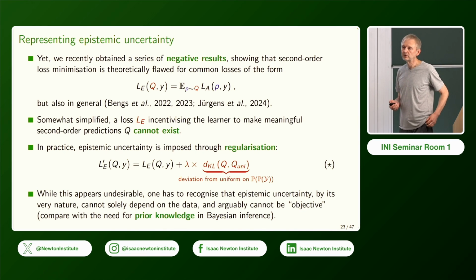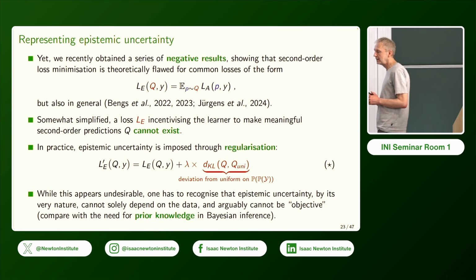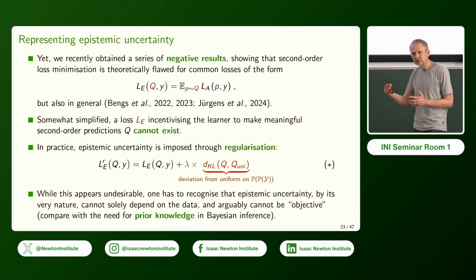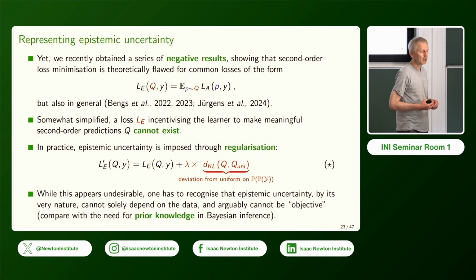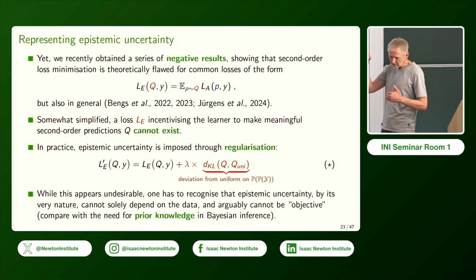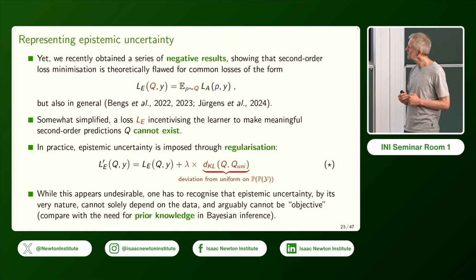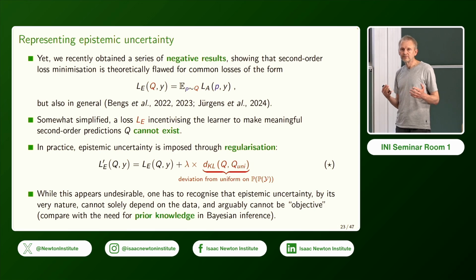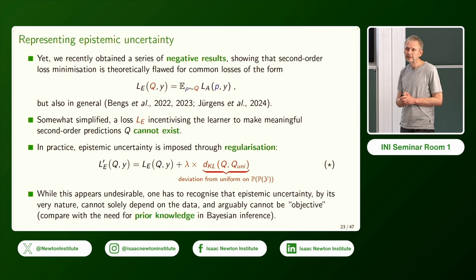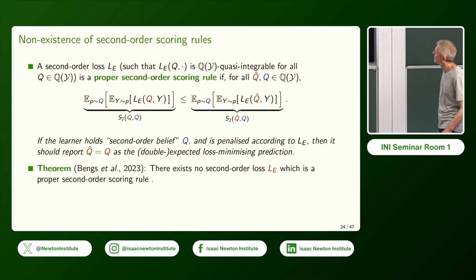On the other side, there is of course the question: can we do better? Because it's true that by definition, epistemic uncertainty is not a property of the data generating process, but a property of the learner, the learning agent. Seen from this point of view, it's maybe clear that we cannot expect an epistemic uncertainty prediction that is purely objective and purely coming from the data.